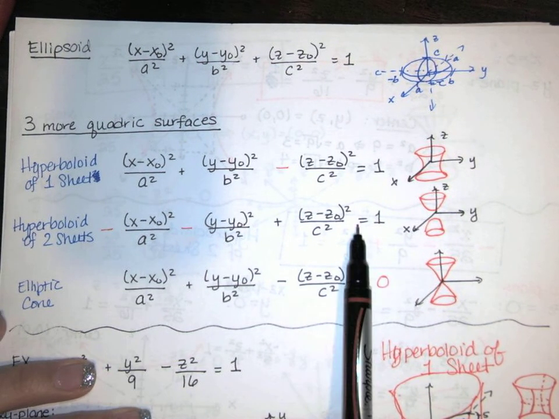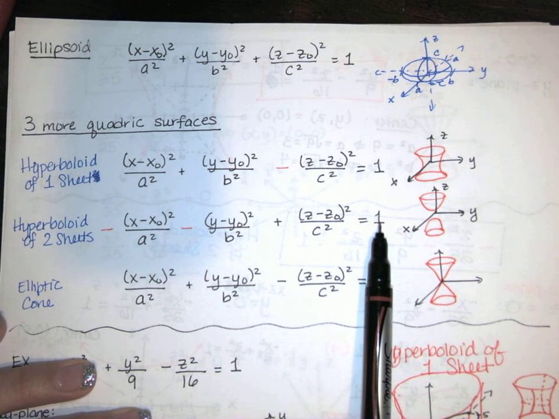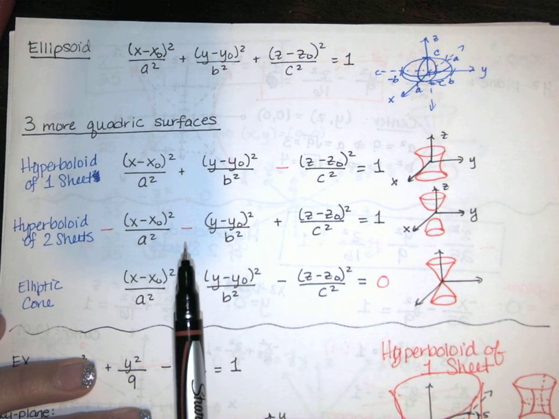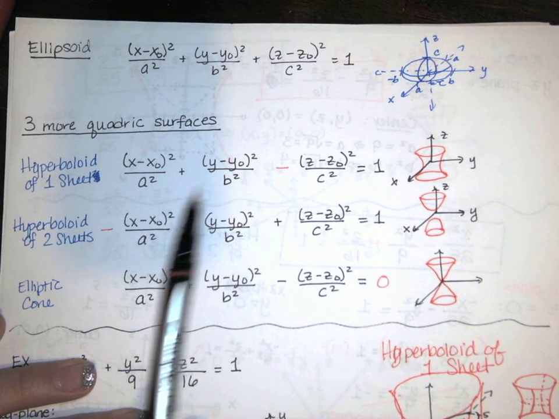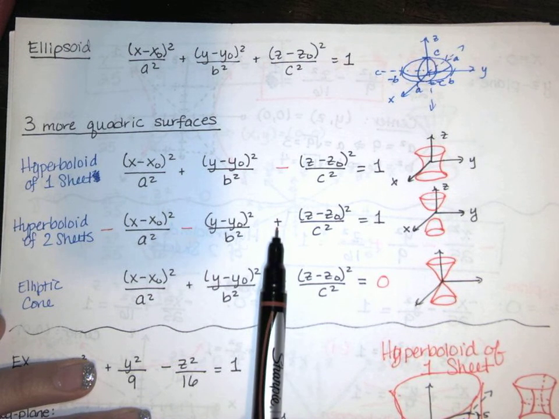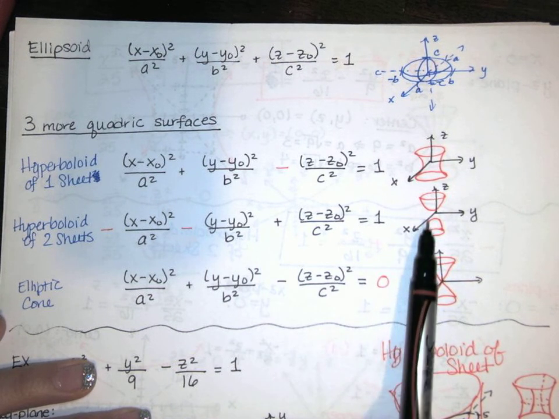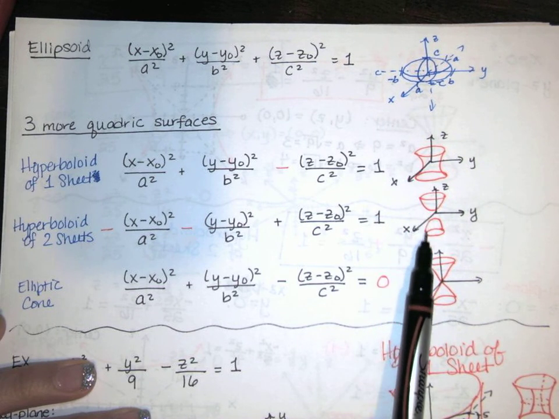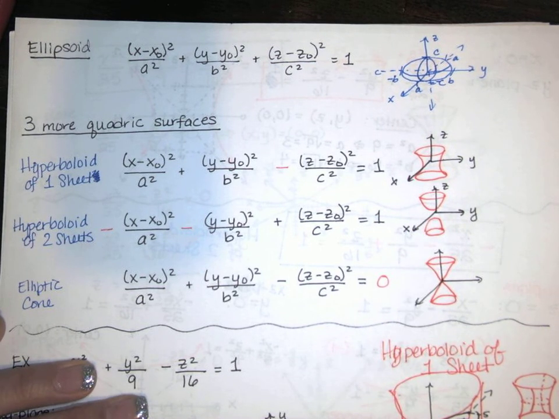Hyperboloid of two sheets looks the same. You've got a 1 on the right-hand side. All three variables are squared, except this time, instead of having two positives and a negative, you've got two negatives and a positive. So you get two sheets. You can see why that's called one sheet, because it's just one piece, and that's called two sheets because it's two pieces.